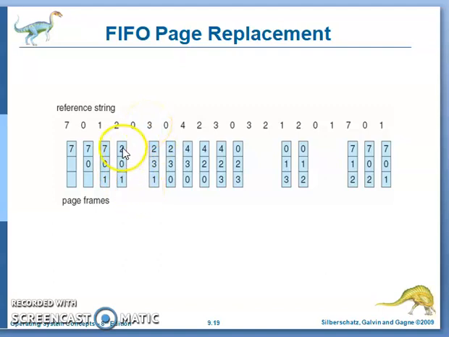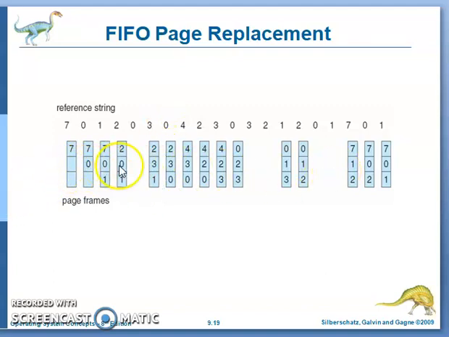3 is not there. A page fault occurs and we replace one. Among 2, 0, 1, which one came first? 0. Replace it: 2, 3, 1. 0 is replaced with 3. Then 0 is not there, so replace with 1. Like that you continue.